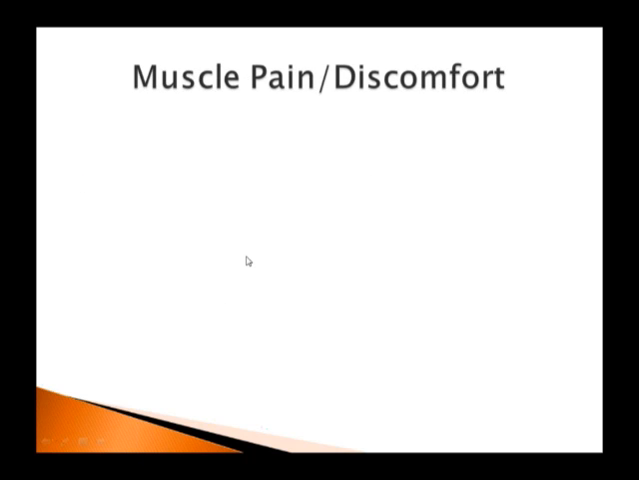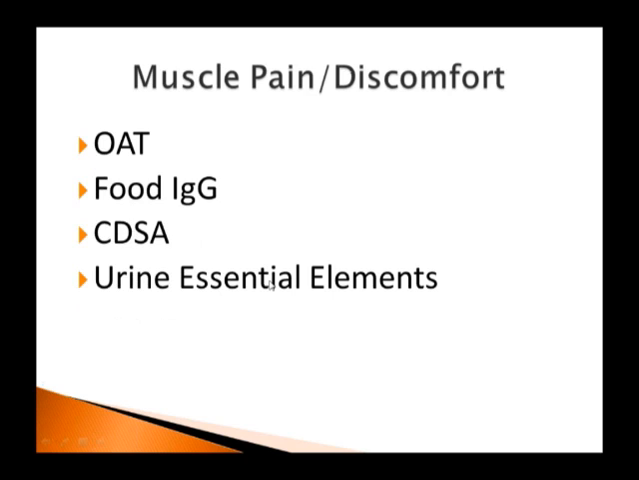Muscle pain and discomfort. In reality, you could pretty much do the same kind of tests for this scenario that you might do for somebody with fibromyalgia. OAT testing, food IgG, stool. I threw in here urine essential elements. I know I hadn't talked about this. This is not a bad way of just looking at mineral levels if you're trying to avoid a blood test.